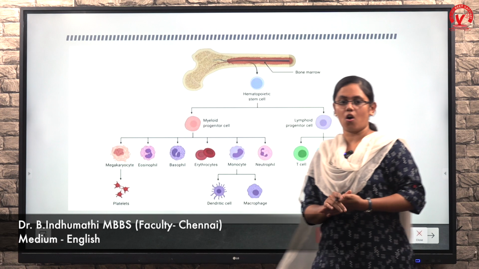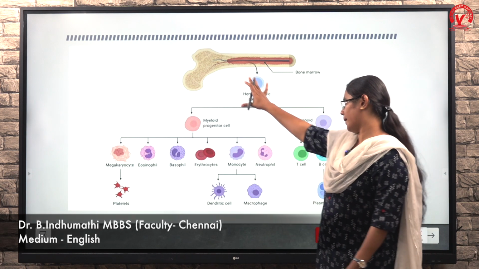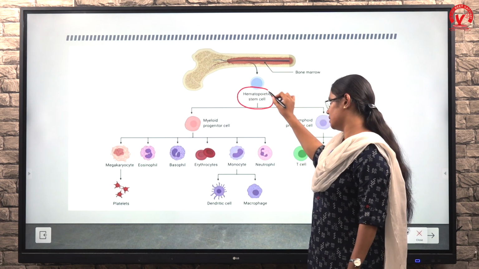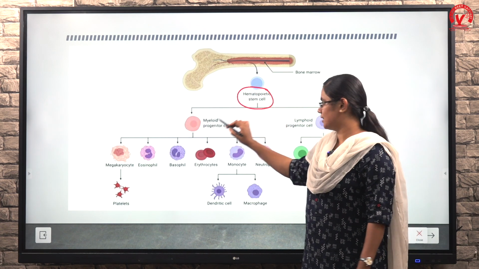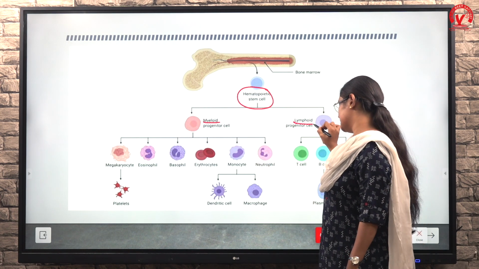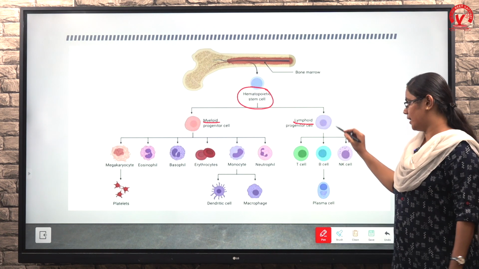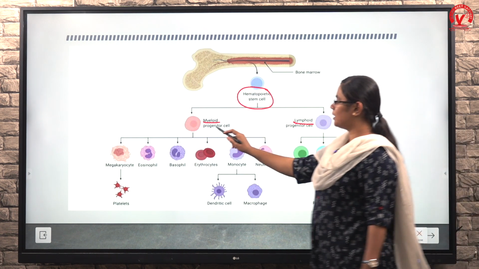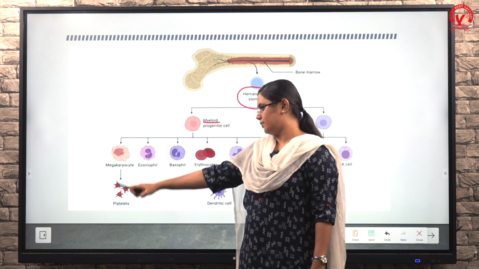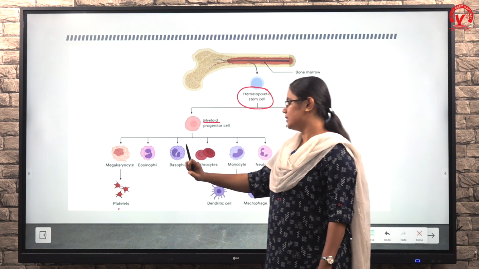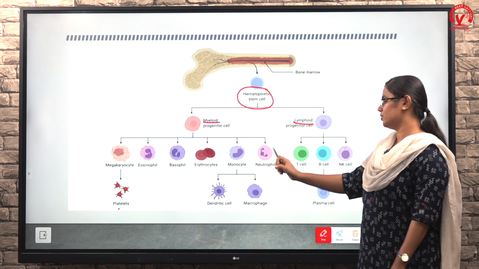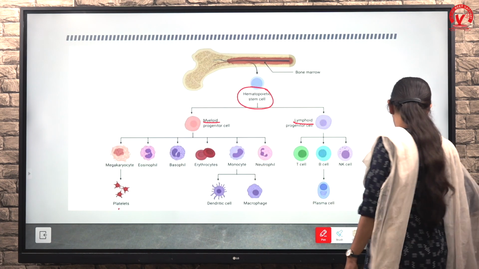The blood cells have a common origin. So they originate from bone marrow. The bone marrow contains precursor cells called hematopoietic stem cells. From the hematopoietic stem cells, two different types of progenitor cells are formed, the myeloid and the lymphoid cells. From the lymphoid progenitor, we have the lymphocytes, whereas from the myeloid cells, we have the other WBCs, which include megakaryocytes, from which we have the platelets, eosinophils, basophils, erythrocytes, monocytes and neutrophils. Now we will discuss this.